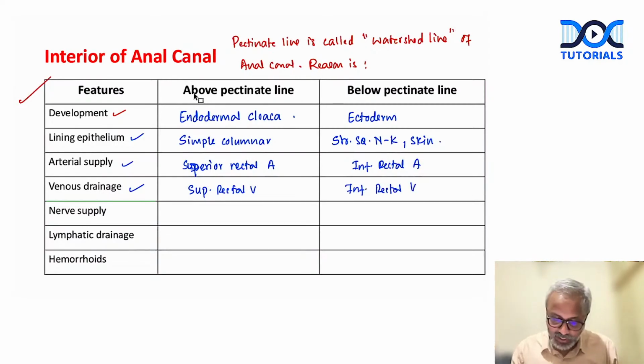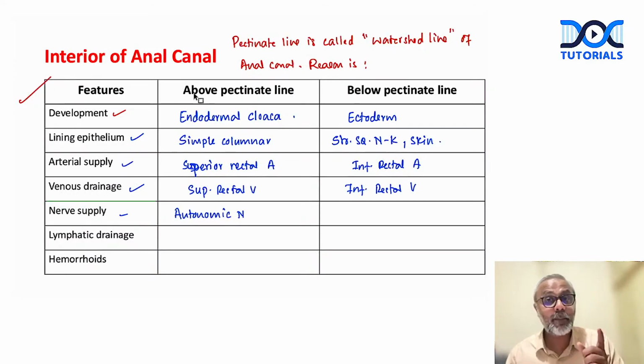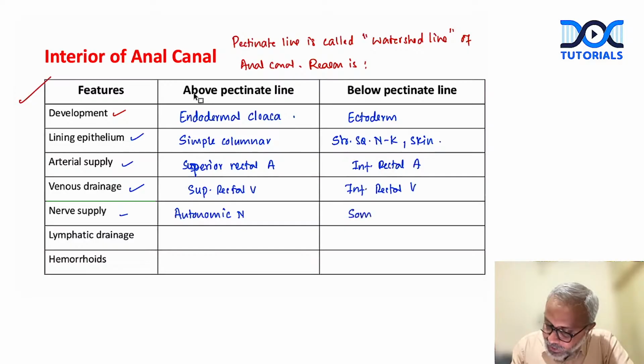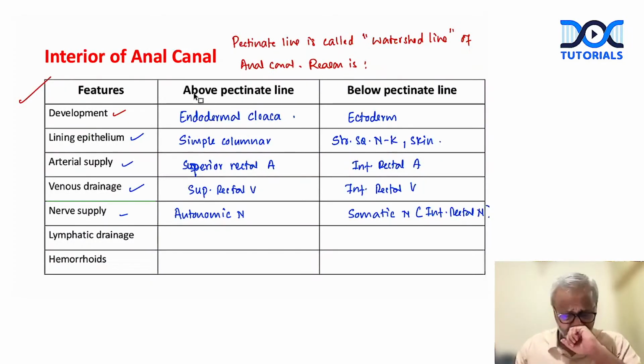Isn't it? What about nerve supply? Above the pectinate line, it is innervated by the autonomic nerves. And because of this, it is pain insensitive. Right? Whereas the lower part is by the somatic nerves. In fact, the inferior rectal nerve and also perineal branch of fourth sacral nerve.